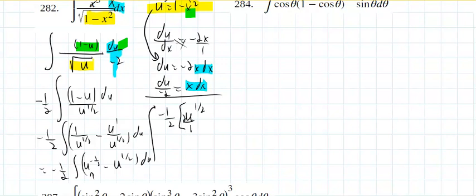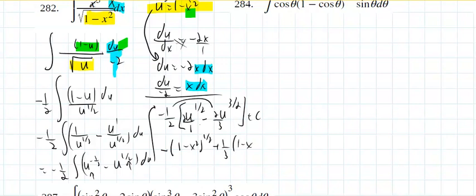Dividing by a fraction is the same as multiplying by the reciprocal. Add 1 to the power, divide by that. Instead of dividing by 3/2, you multiply by 2/3. Don't forget the plus c. So if you distribute that in, that's negative. What was u? It's marked in yellow up there. Minus 1 is 1 minus x squared to the 1/2. And when we multiply that, that becomes a positive. The 2's cancel out. 1/3, 1 minus x squared to the 3/2 plus c.